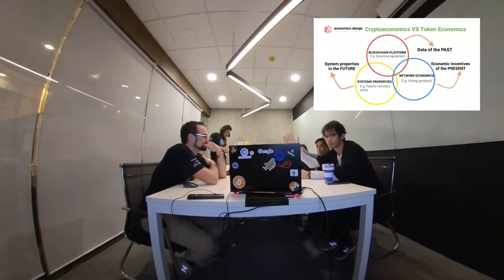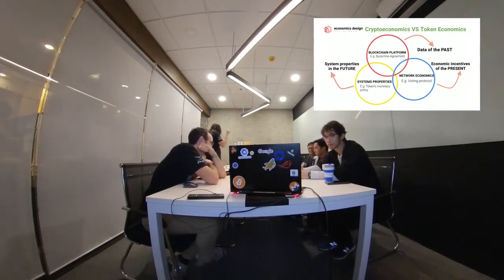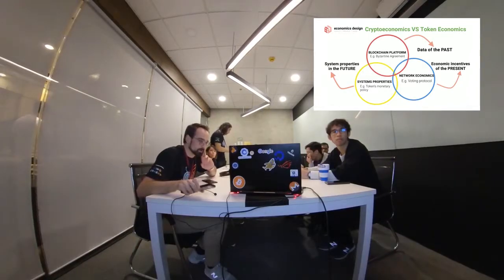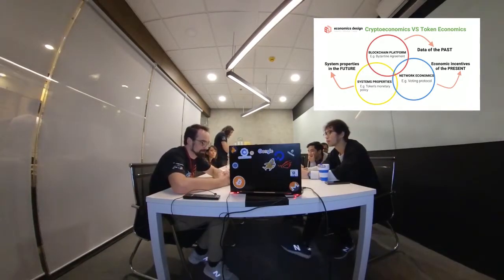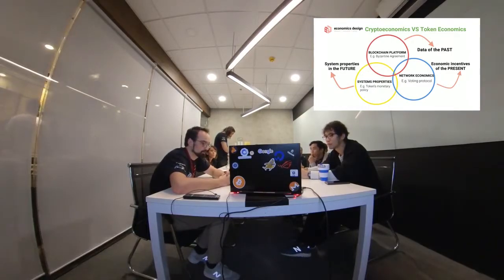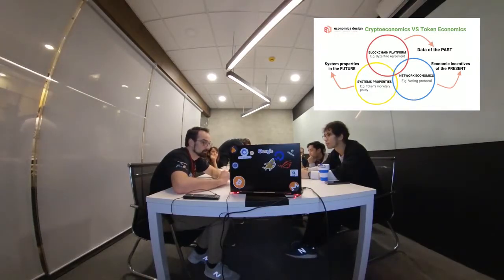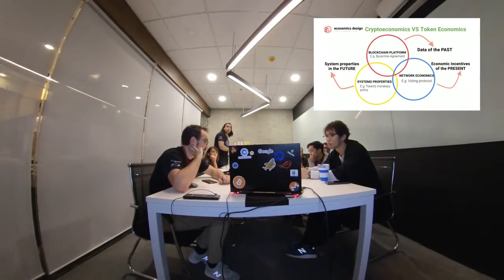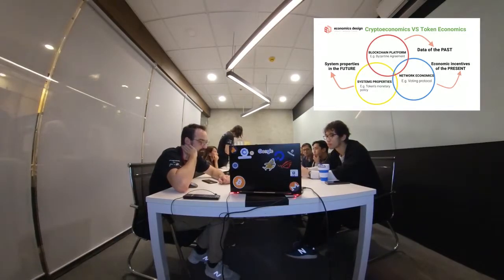None? 1, 2, 3. So basically the question Lisa asked is, we discussed all three circles: the blockchain platform, network economics and system properties. If we're talking about token economics, which circle will be irrelevant? Which circle will disappear? I mean, is token economics a subset of cryptoeconomics? Is that what you're saying? That's what she's saying. They're two different things, I would say. What do you say, Lisa?